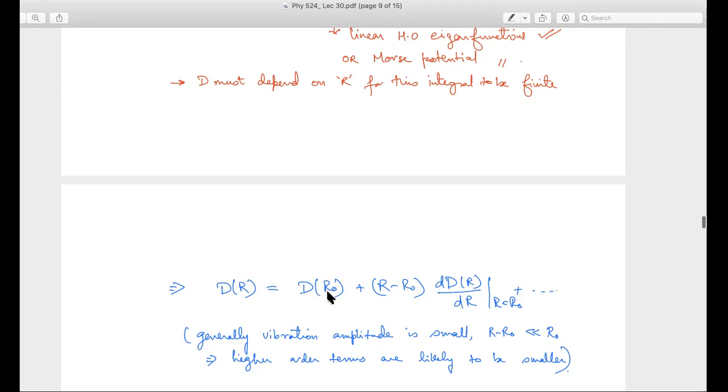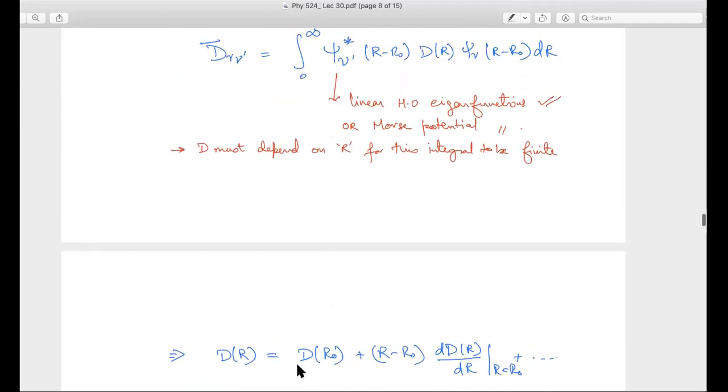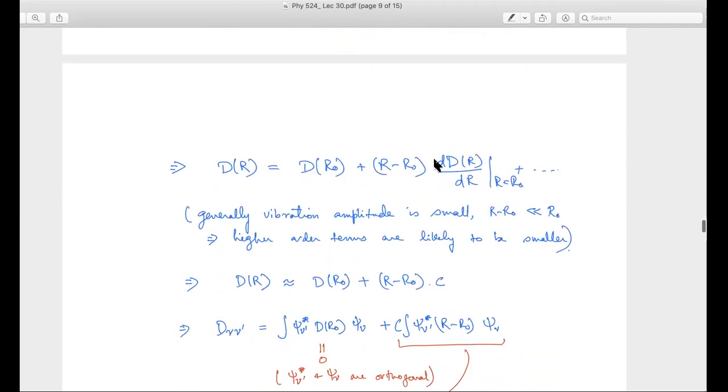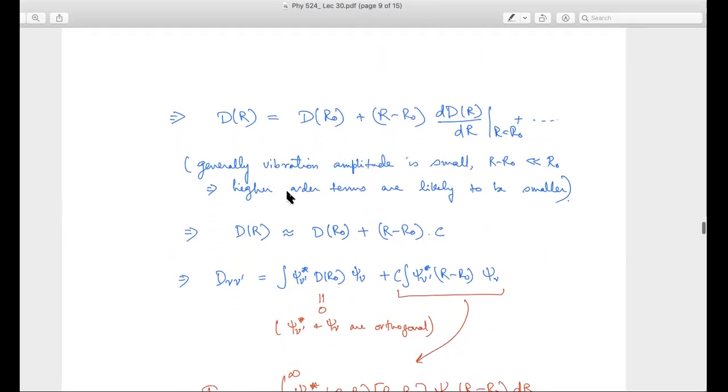The first term, I already argued, will give me 0 because nu and nu prime are orthogonal. Then the only non-zero term is this one, plus higher order corrections, which I know to be small. So let me do this calculation, then I'll worry about the higher order corrections. If this already gives me a good understanding of the experiments, then I need not bother about the higher order corrections. Okay. So that's the idea. Then the dipole you can expand as d of r naught plus (r minus r naught) times some constant. So this is the constant, dd/dr calculated at r naught.